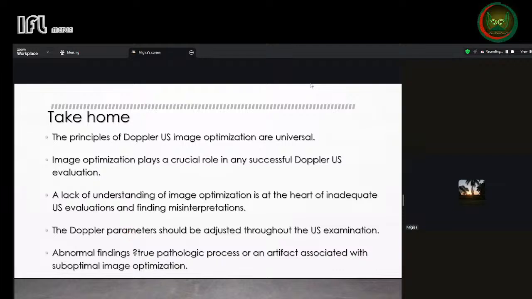And every time you get abnormal findings, you should ask yourself, is it a true pathological process or is it an artifact associated with my technique? In case you find any loopholes in your technique, go back and see what you can correct. If you correct it and there's a change, well and good. If you critique yourself and you see that what you did was what you should have done, then you go confidently with whatever result you got.